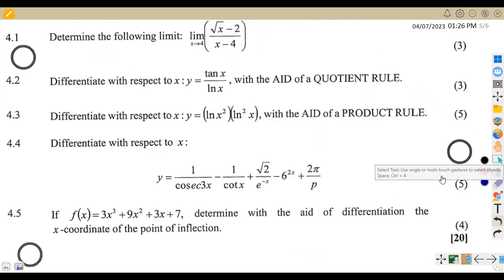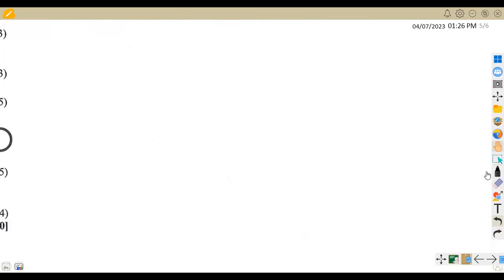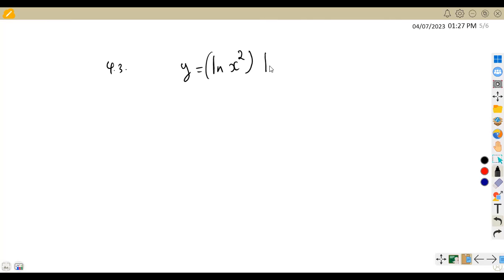All right, we have got y is equal to ln x squared and ln squared x. Take note, these two are just a little bit similar, but they are not the same. This is y, which is equal to ln x squared, the first one. Then the second one is ln squared x. These two are different. Here x is the one that is squared. Here it's ln. All right.